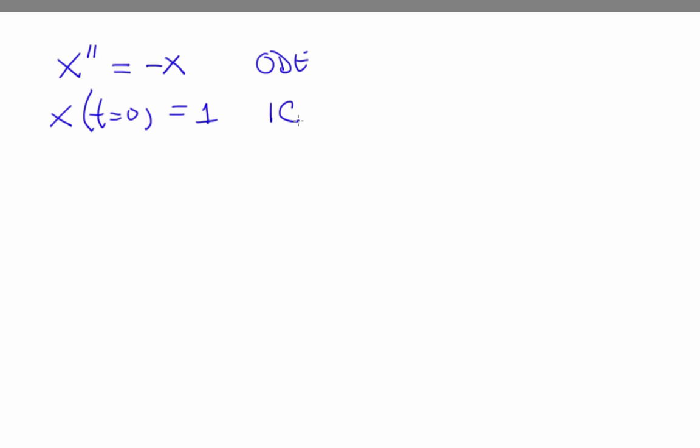Now, Sherlock Holmes again. What function is the negative of its own second derivative? Well, for example, sine or cosine. Which one does the initial condition tell you it is? Cosine, because cosine of 0 is equal to 1, whereas sine of 0 is equal to 0. So we know that the solution to this differential equation is cosine of t.